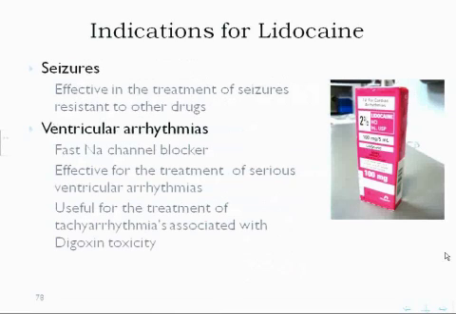This is the lidocaine that we use intracardiac. This is the 2%, which is 20 milligrams per cc. What you're looking at is 100 milligrams in a 5 cc vial, and usually 1 to 1.5 milligrams per kilo is a normal dosing.